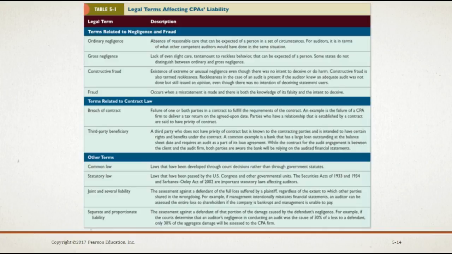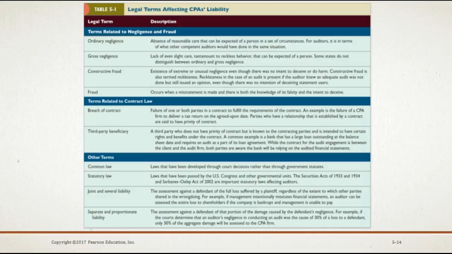Other legal terms affecting CPA liability is common law. Common law are laws that have been developed through court decisions rather than through government statutes. Statutory law are laws that have been passed by the U.S. Congress and other governmental units.